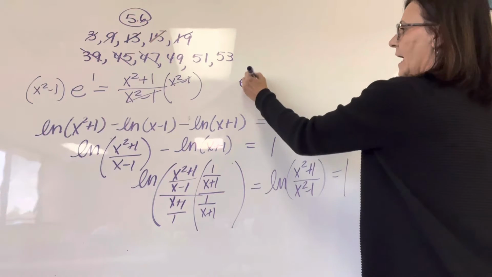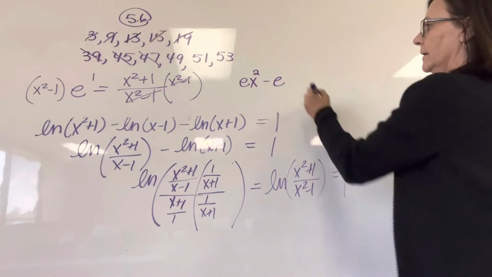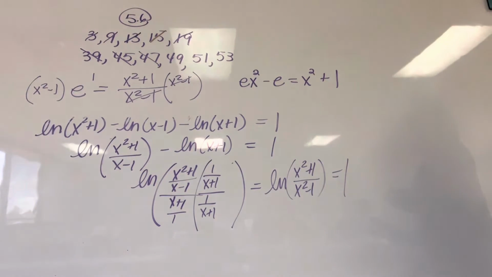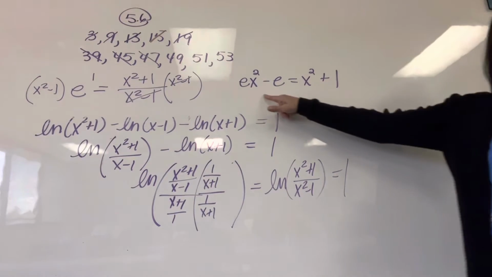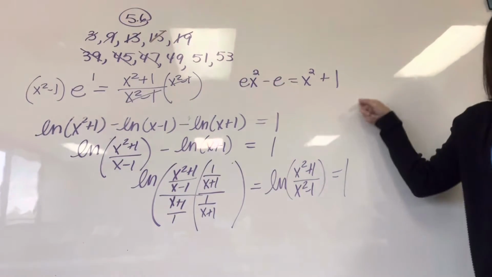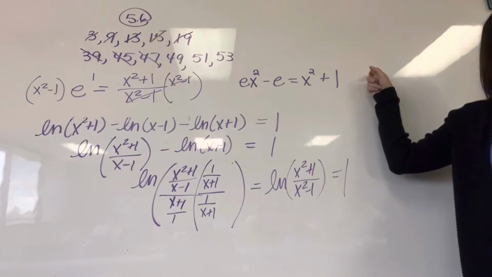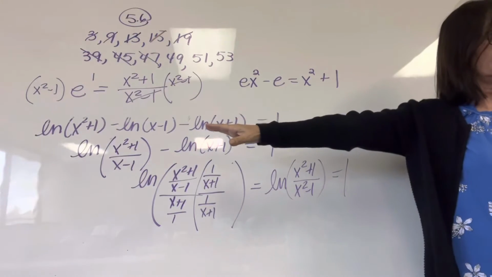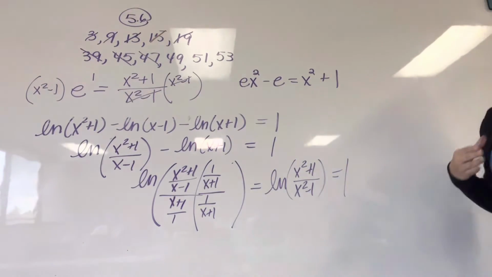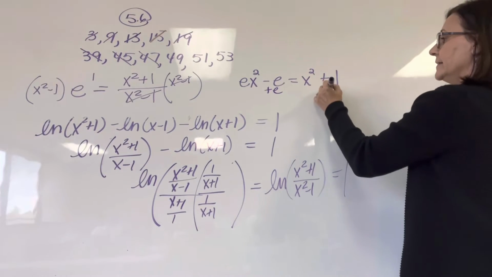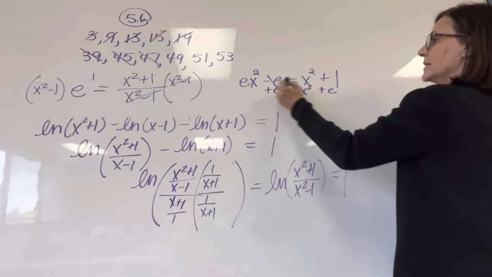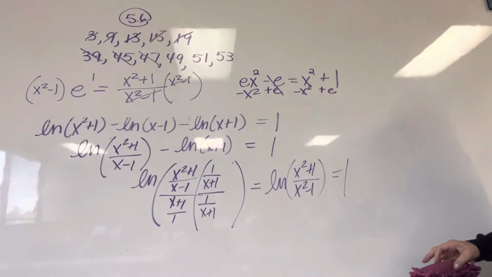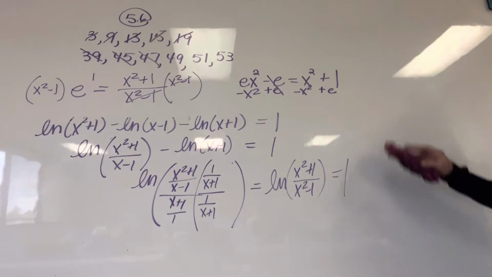So this is ex squared minus e equals x squared plus 1. So you can subtract the x squared. I'm going to move the x squared left and the e right. I'm going to isolate every term with an x on one side of the equal sign, and everything else is going to the other side. So I'm going to add e and subtract x squared. Does that make sense? Everybody following?